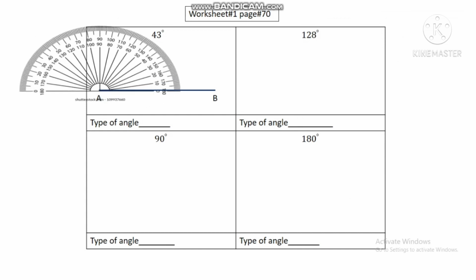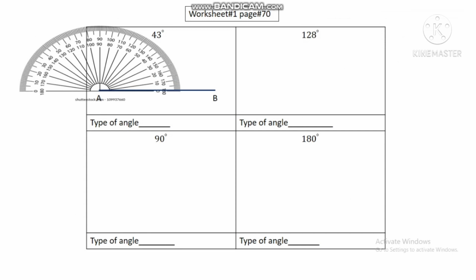Now next, worksheet number 1, page number 70. Here are some angles which you have to construct by using a protractor. First of all, the angle is 43 degrees. How do we construct it? First of all, draw a line segment and label it, and here we label it A and B. This is the labeling. Now put the protractor on point A, and set the origin and baseline along the line AB.